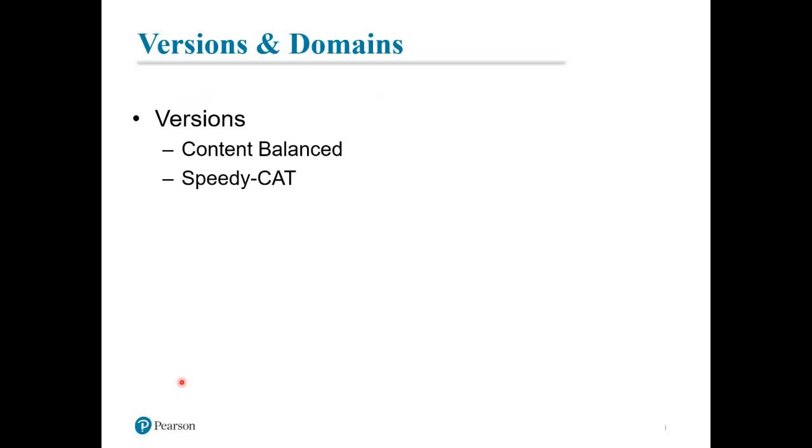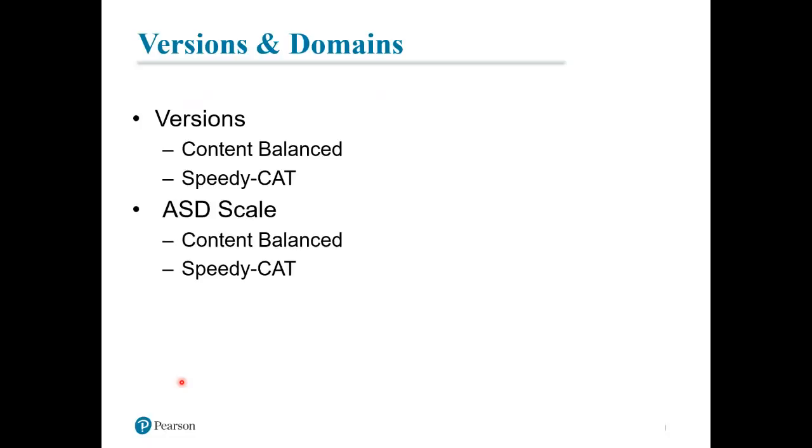The difference between the content balanced and the PEDI-CAT is that the PEDI-CAT is a briefer assessment. It has about half the number of items. And I'll talk a little bit more about this as we go through. We also have an ASD scale, or an Autism Spectrum Disorder scale. And again, this is available for content balanced and the briefer PEDI-CAT version.